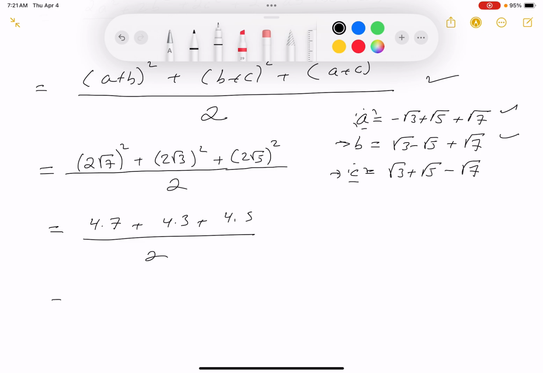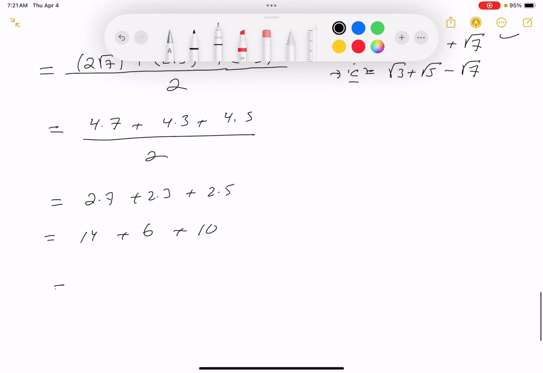What goes over there? 2. This is going to be 2 times 7. I'm dividing by 2. 2 times 3. And 2 times 5. What do you get there? 14. You get a 6. And you get a 10, which is going to be 30. All right? And we're done.